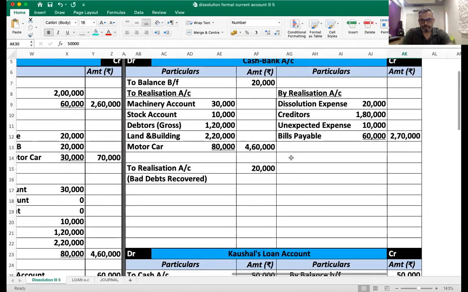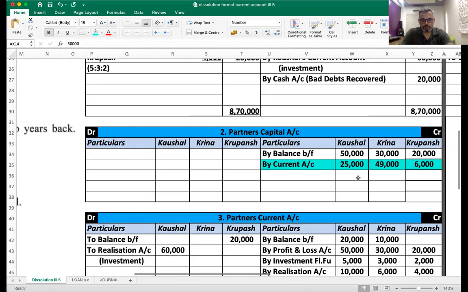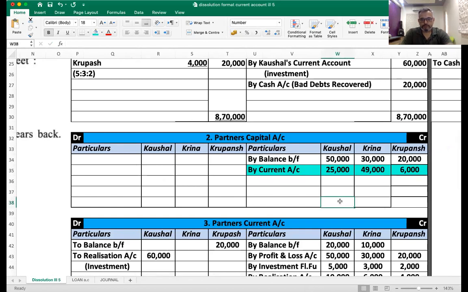Now to cash. So by Kaushal's loan account, we paid 50,000. So Kaushal account is also closed. Now let's go over here, and what all is the balance of capital account we will pay to the partners in cash. So let's do the total.